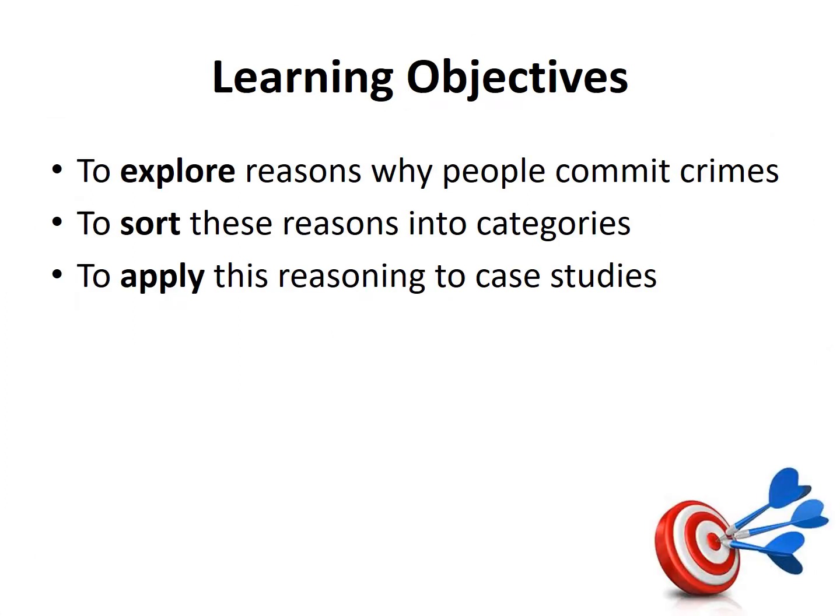Now, what we're aiming to do today, we're looking to explore the reasons why people actually commit crime. We're looking to sort these reasons into categories, so categorise the reasons people commit crime, and to apply this reasoning to case studies. So we're going to look at some case studies of why people commit crime as well.